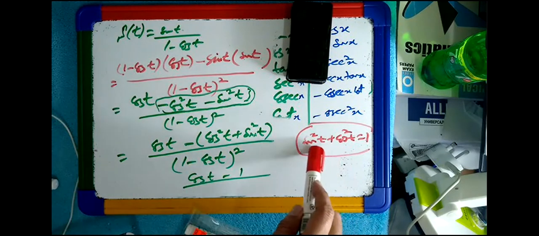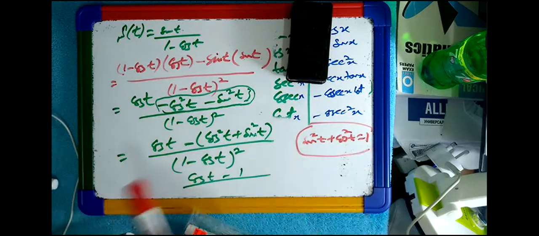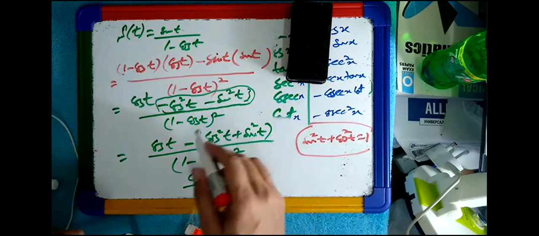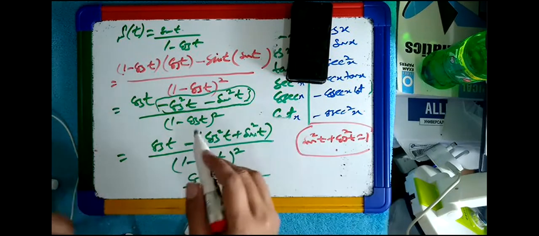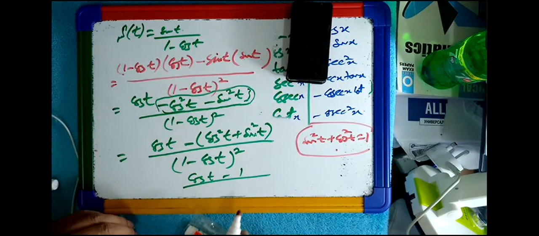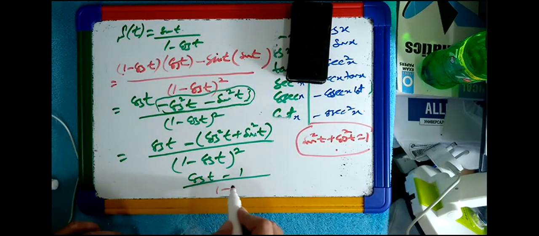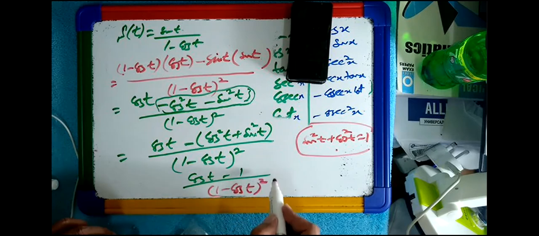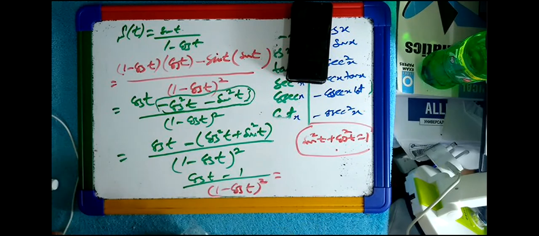I took it outside because I have a sense that sin square t plus cos square t is equal to 1. You know this formula? Yeah, I know. So that's why I wanted to convert this whole thing into this formula, so my question will be precise. Then the denominator will be 1 minus cos t whole square, right? Still some work is remaining. Can I take negative common from the numerator?